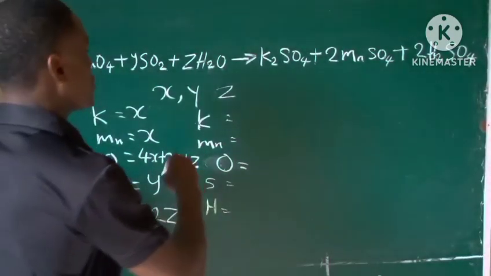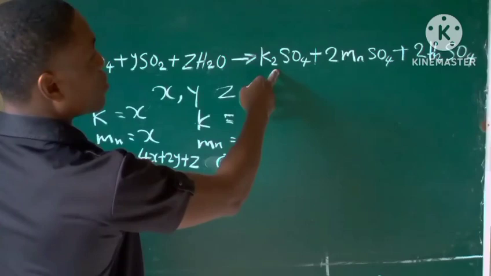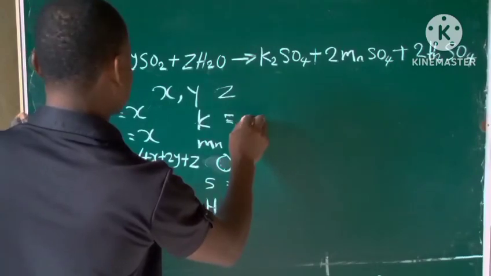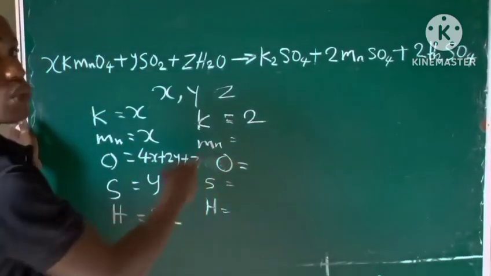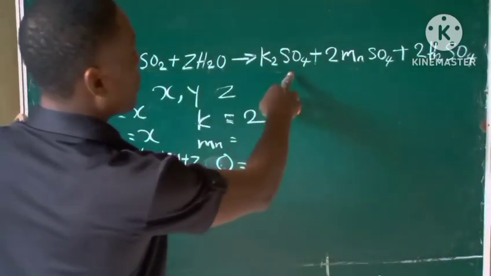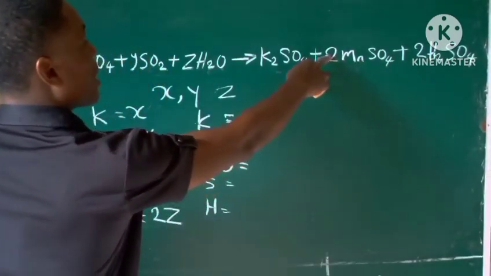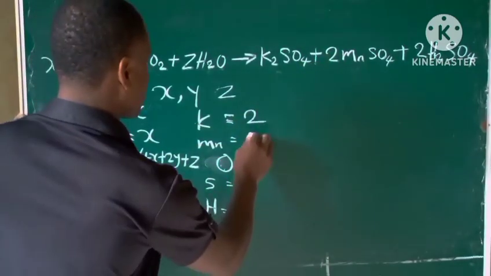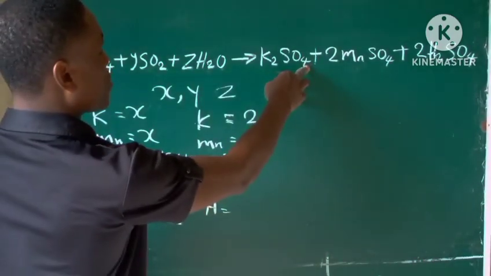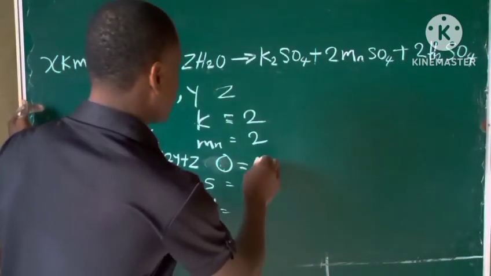So we are done with the left side. Let's come to the right side. The first one is potassium. Potassium has 2 atoms here, and no other potassium. The next one is manganese. Manganese has 1 atom here, so 1 multiplied by the 2 gives us 2. Let's come to oxygen. Oxygen has 4 atoms here.